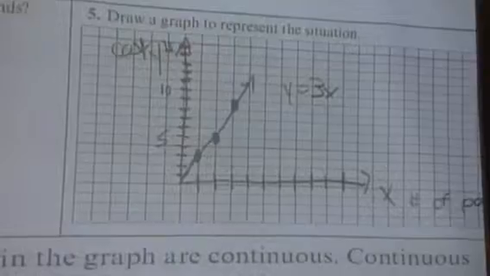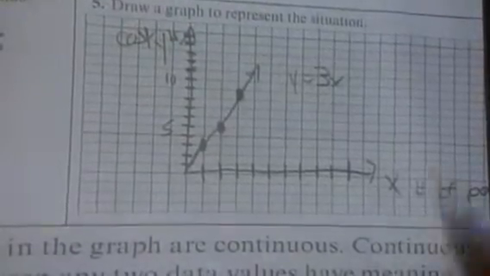Now, a count of items, such as number of people, that would be a discrete graph. A discrete graph would not be connected like this. We're going to connect a continuous graph. We would not connect a discrete graph. We would leave these 3 dots and not connect them. We will look at that during the lesson practice.